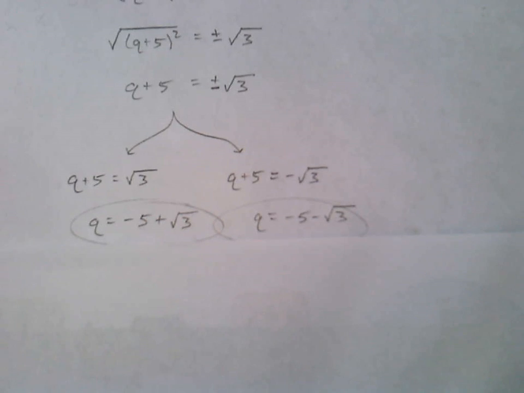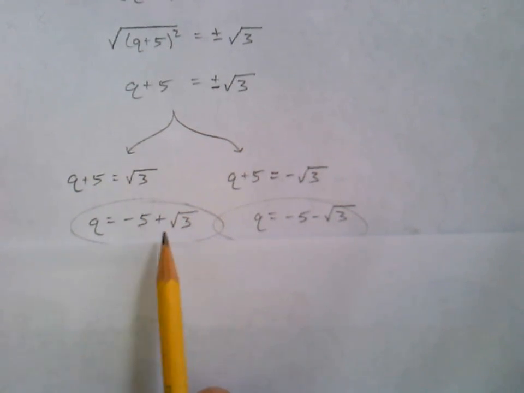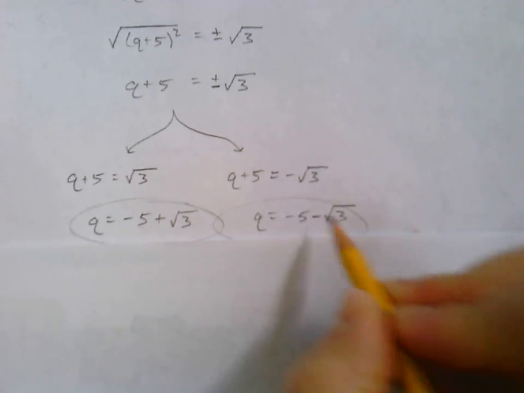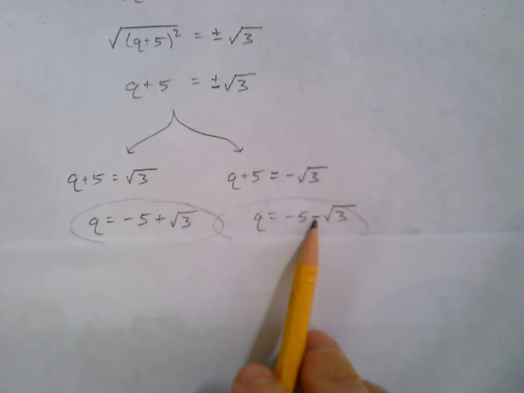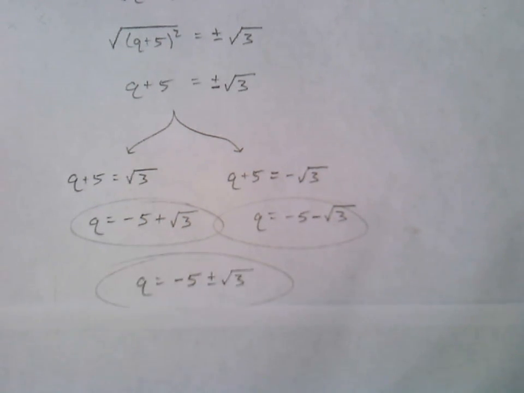And some of you out there might be thinking, hey, couldn't we write this with the plus or minus sign? The only difference between these two lines is there's a plus there and there's a minus there. And yeah, you certainly could. If you wanted, you could write this as your answer instead of the 2. Just write that one statement. q equals negative 5 plus or minus square root of 3. That'll work as well.